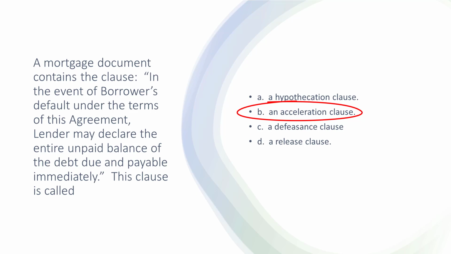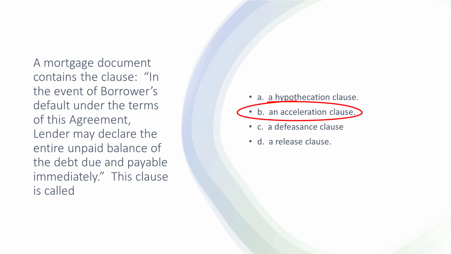But again, our answer here is an acceleration clause. The first step in foreclosure for the lender is to accelerate the maturity of the debt. Instead of having 262 payments due, they're all due today. Without an acceleration clause, the lender would have to sue the borrower every time a payment was overdue.